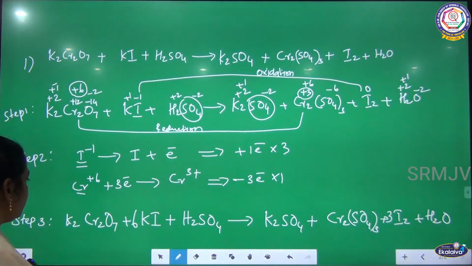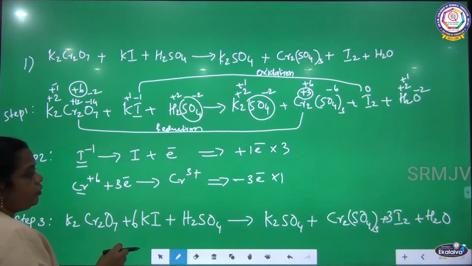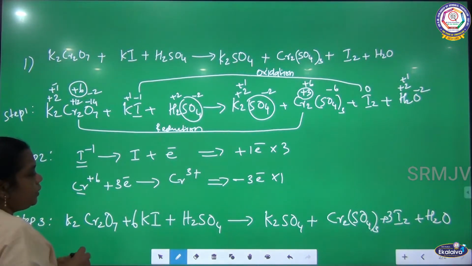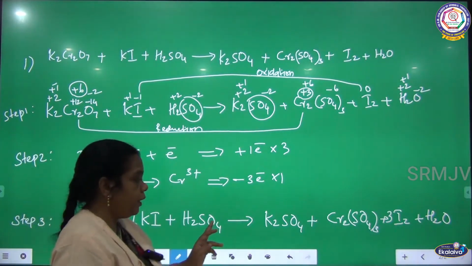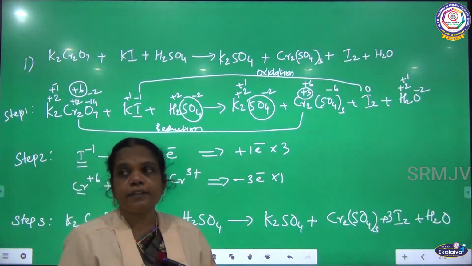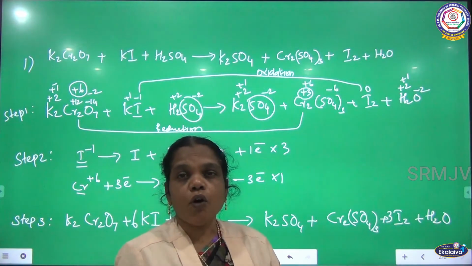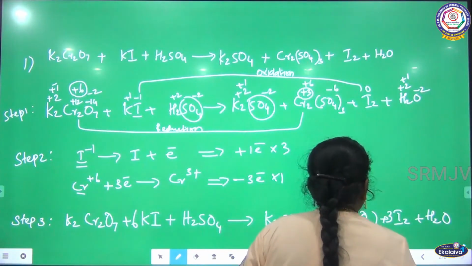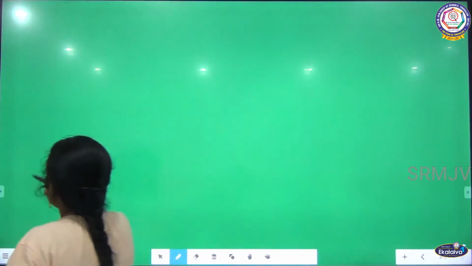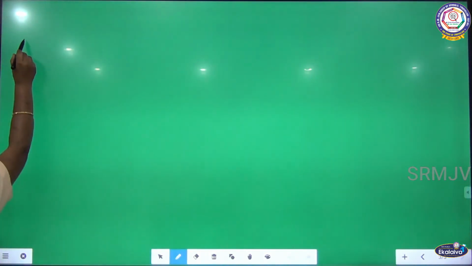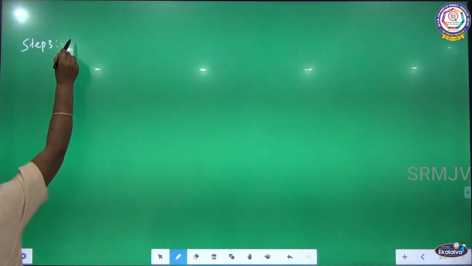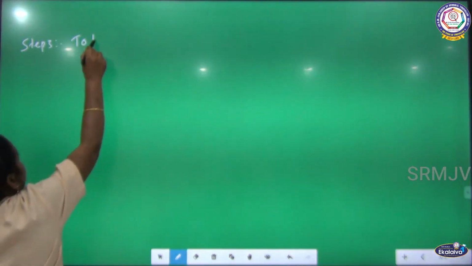Now while balancing, there is a change in the number of potassium. Here 6 plus 2, on this side 8 potassium and this side 2 potassium. So the next step, step 3, we want to balance potassium.